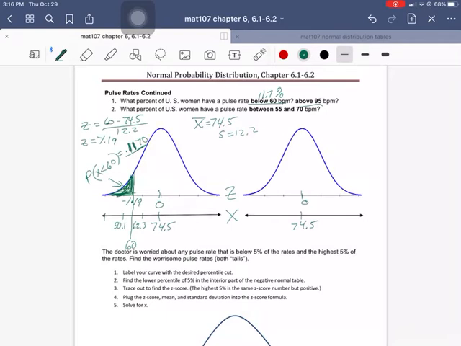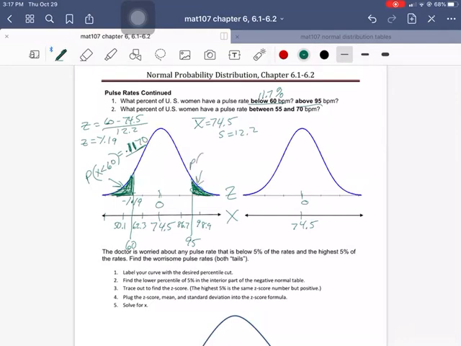95, let's see, on the upside, this is going to be 86.7, 2 standard deviations. Remember how we get those? We're taking the mean plus 1 standard deviation, then another standard deviation gives you the 98.9. So 95 is going to end up in here somewhere. So we're just talking about this little area right here.